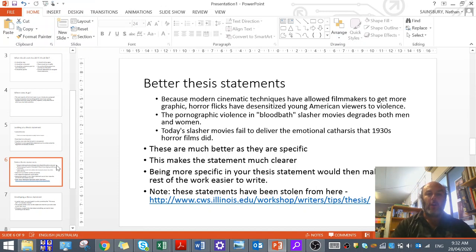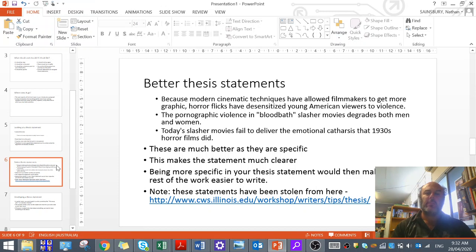The pornographic violence in bloodbath slasher movies degrades both men and women. Again, it's still on the horror, it's still outlining the problem, that we've got that why there, and that's the crucial element. Today's slasher movies fail to deliver the emotional catharsis that 1930s horror films did. So these three are much better as they're specific. It's clear what this essay, this argument is going to be about.